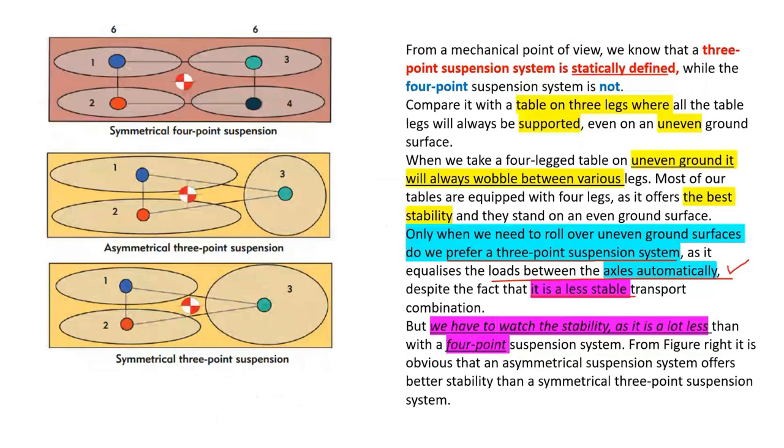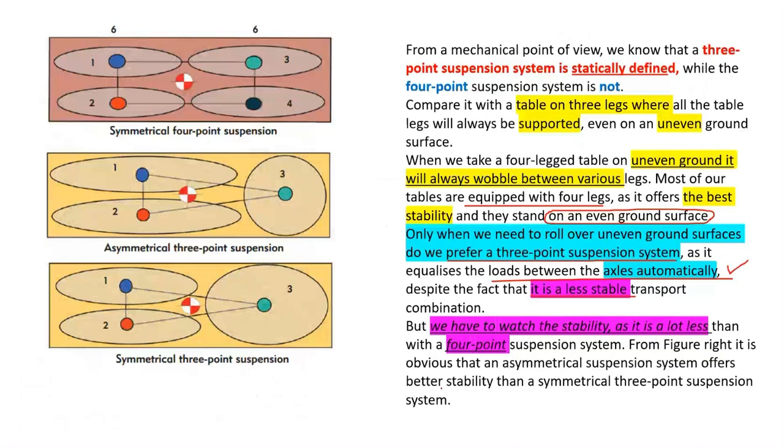Most of our tables are equipped with four legs because it offers the best stability. They stand on even ground. Okay. But we have to watch stability when we are using a 3-point system, because it is a lot less stable than the 4-point suspension system. So when we go for a 3-point suspension system, we need to watch stability, as it is a lot less stable than a 4-point suspension system. From here it is obvious that an asymmetrical suspension system offers better stability than a symmetrical one.